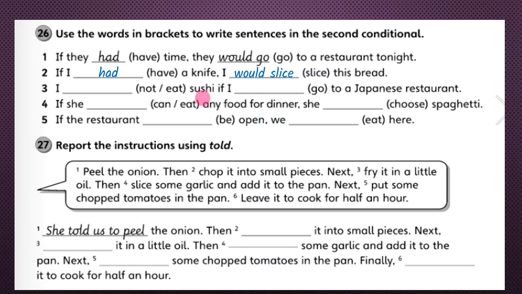Number 3, now if is here, so I will start here with would. So I would, and then I have not, so I will add not to the would. So I would not, or I wouldn't eat. Again, after would, I don't change the verb, it's the base verb. So I wouldn't eat sushi if I, now after if, the past verb, so I will change go to went to a Japanese restaurant.